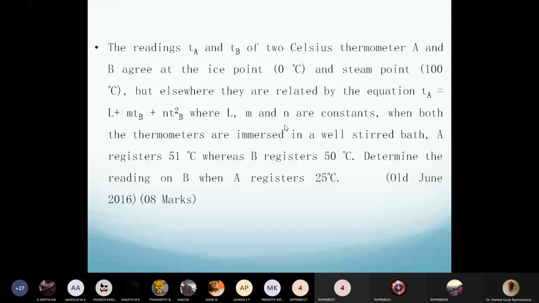Then he has given a third point, when the thermometers are immersed in a well-stirred bath, TA is 51 degrees and TB is 50 degrees Celsius. So three points he has given. You substitute these three points in this equation and find out the three constants. Then you will get an equation for TA in terms of TB. In that, substitute the value of TA, which is 25, and find out TB. Okay, try this problem.